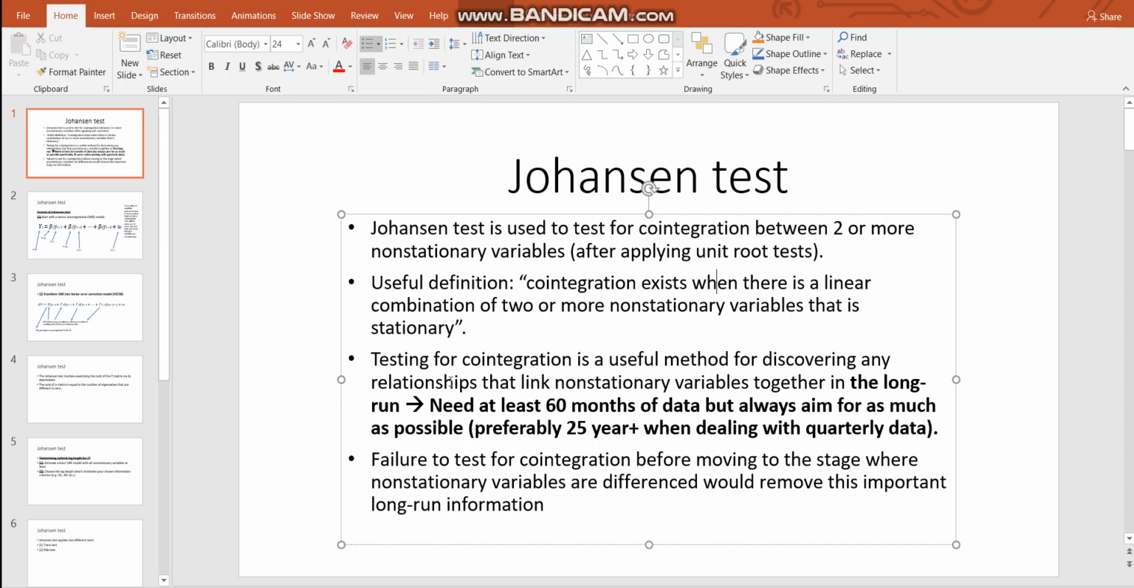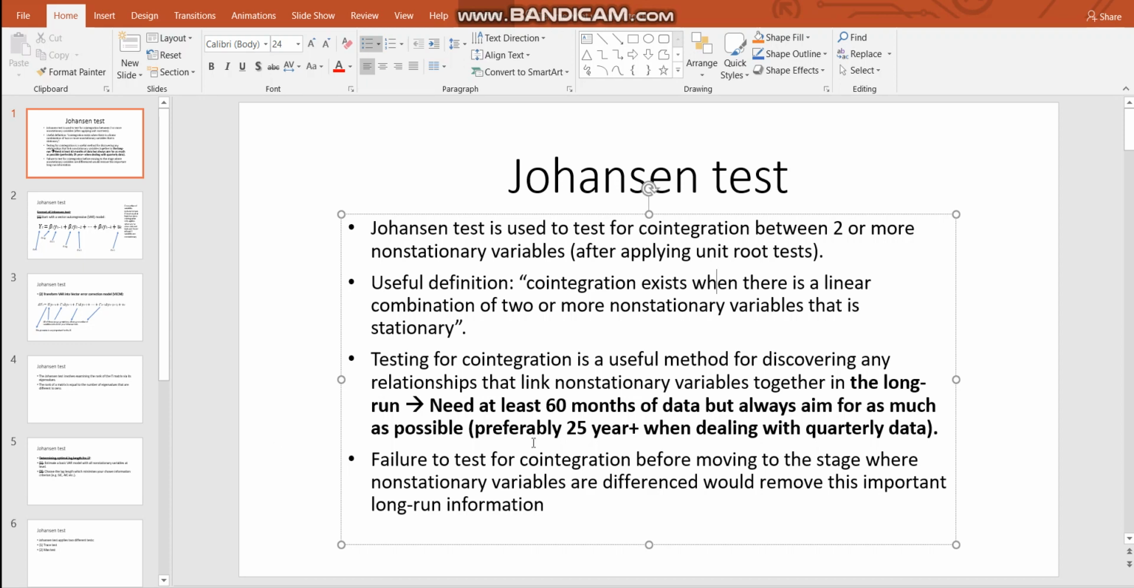So particularly when the frequency of your data isn't high, so if you have quarterly or annual data, you'll need to have a lot of years of data to make sure that the Johansen test can analyze your data properly.